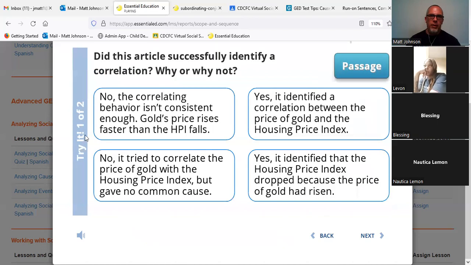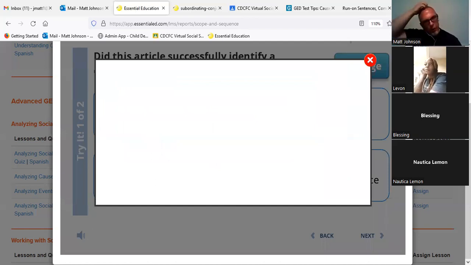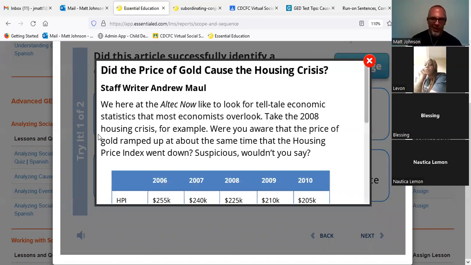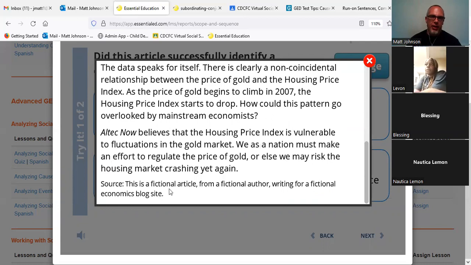All right. Did this article successfully identify a correlation? Why or why not? This is where I want to discuss some economics after we look at this and before we answer any of the questions. So did the price of gold cause the housing crisis? This is fictional, by the way. A lot of times the source will give us an actual link to it. Of course, in this case, this is just for academic purposes.